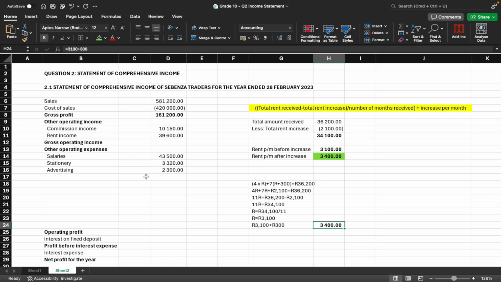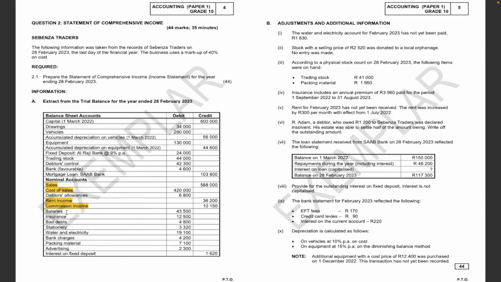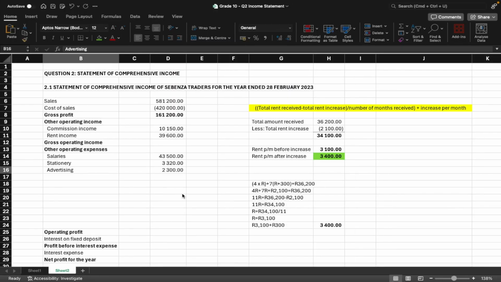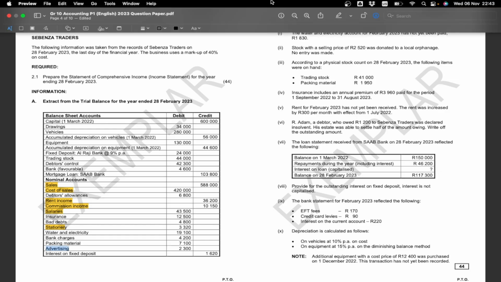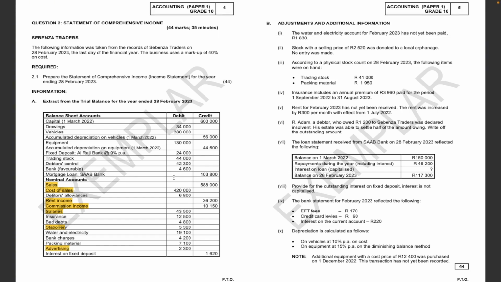We've just completed rent income, so let's highlight that one. That was the only other operating income. Now we're going to other operating expenses. We've got salaries, stationery, and advertising already put down for us. So let's highlight them. Those ones that are already put down for us mean that we don't have to do anything regarding those specific accounts. We are just going to leave them as is.